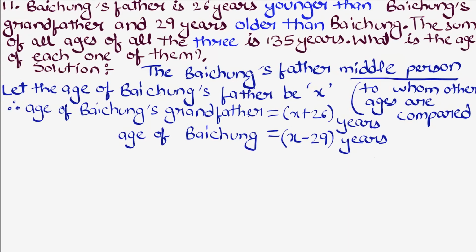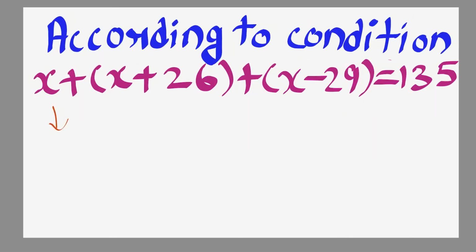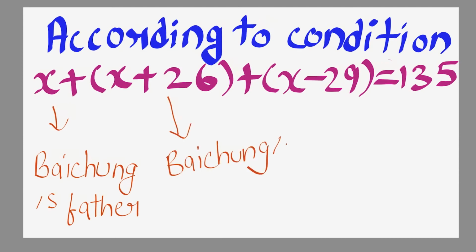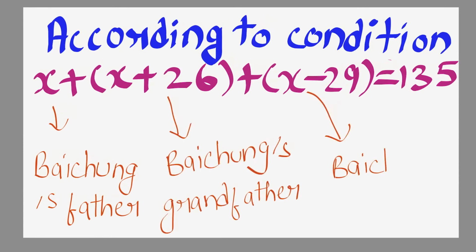Now, according to the main condition that they have given us in the question, the addition of all three ages will be equal to 135. Therefore, Bachung's father's age is equal to X, Bachung's grandfather's age is X plus 26, Bachung's age is X minus 29 years. Addition of all three ages is equal to 135 years.